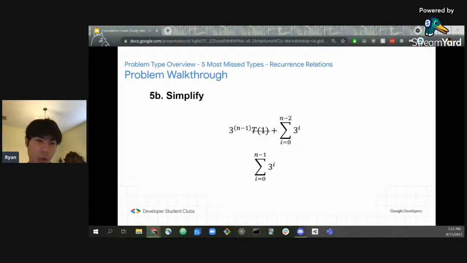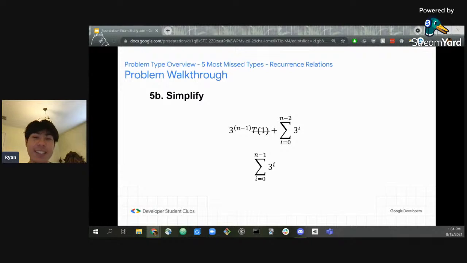Now, a little quirky trick I used to get this into one summation is to simply look at the terms. I realize I have 3 to the i on the right, and I have 3 to the n minus 1 on the left. These can actually be put into one summation. 3 to the power of n minus 1 is simply the next iteration in the summation if I were to write it out by hand. Indeed, what comes after n minus 2 is n minus 1.